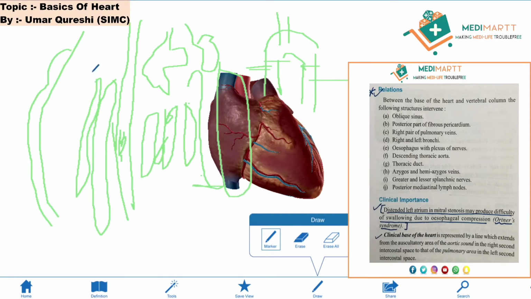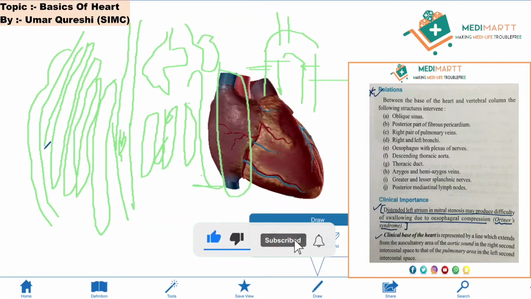Then azygous and hemiazygous veins. Please remember it because it's important. Then greater and lesser splanchnic nerves, these are part of the nerves, so please remember these things. Then posterior mediastinal lymph nodes, one more thing.